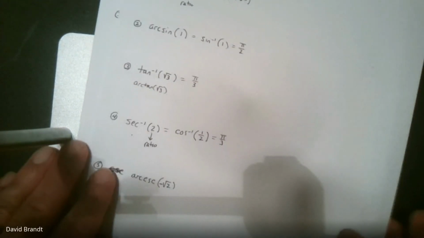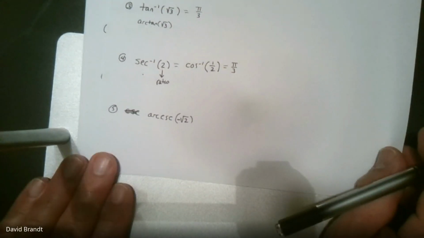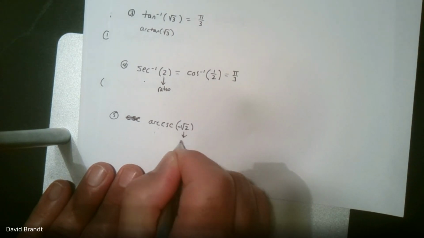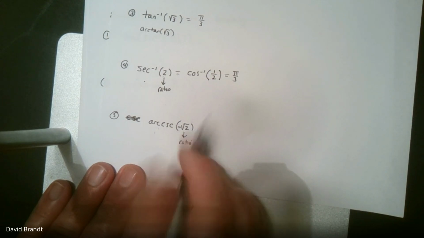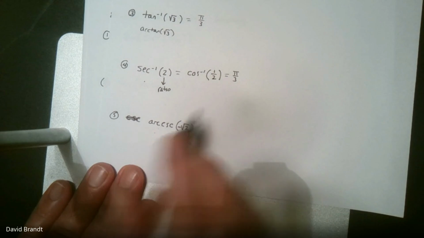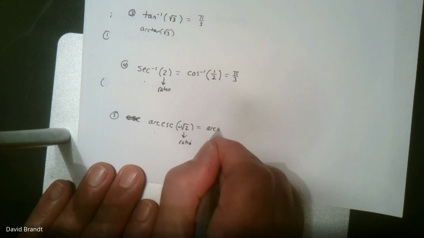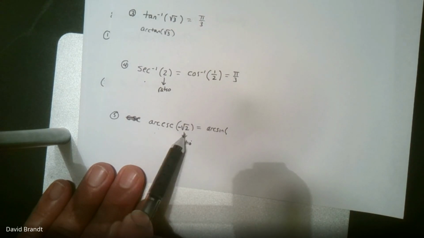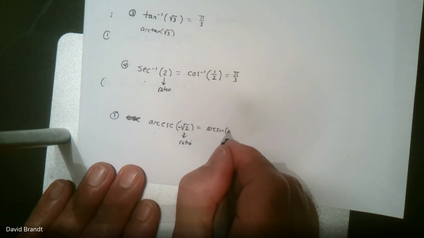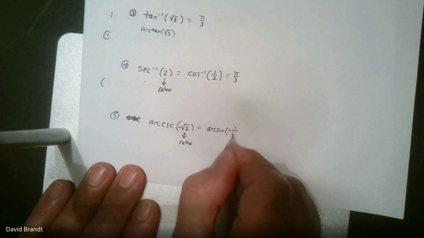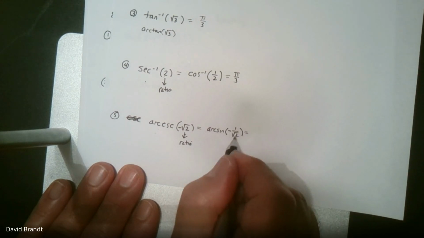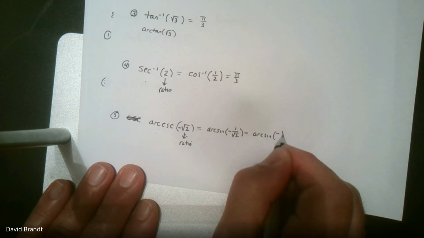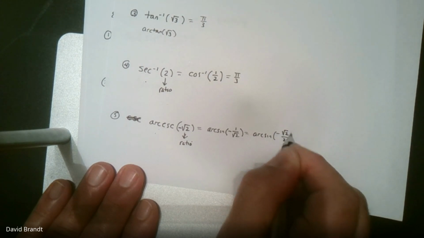All right, now next one, arc cosecant. Remember, this is a ratio. We are not going to leave that as arc cosecant. We're going to change that to arc sine. And we're going to do that by taking the reciprocal of this ratio. When you take the reciprocal of the square root of 2, it's 1 over the square root of 2. It is negative. And if you multiply the top and the bottom by the square root of 2, that becomes negative square root of 2 over 2.